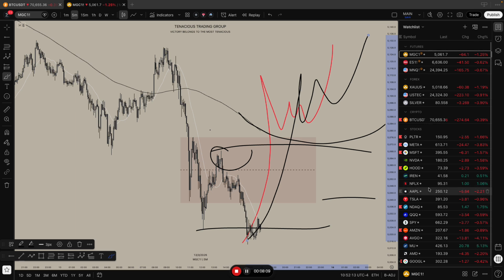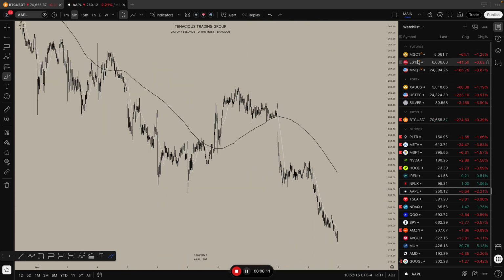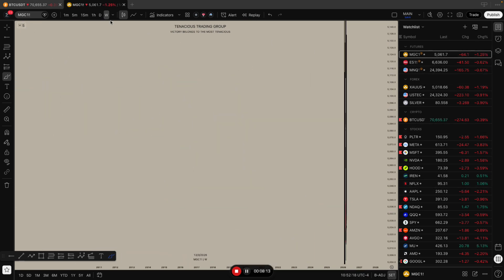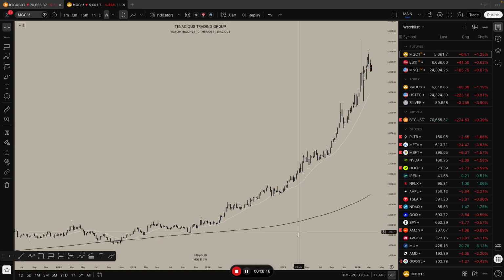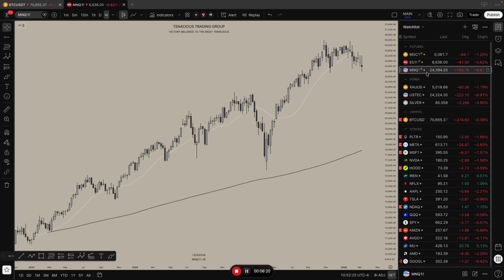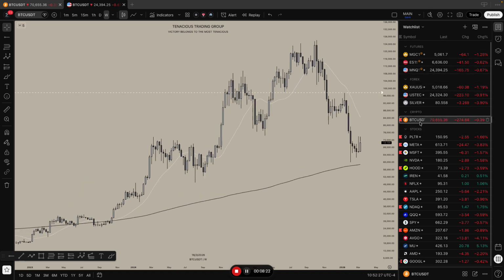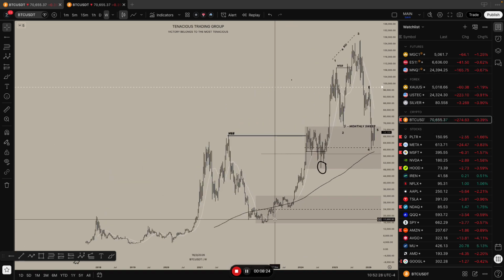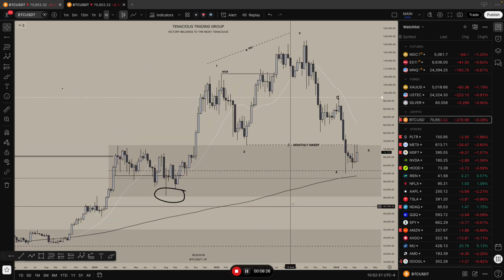And that's about it, guys. So remember, the weekly is probably one of the easiest charts to see SMAs on, and you can see price is bullish. MNQ price is bullish. Bitcoin price is still bullish. You see that? Price is still bullish because we're still above the 200 SMA. It's just that we're in the pullback phase.